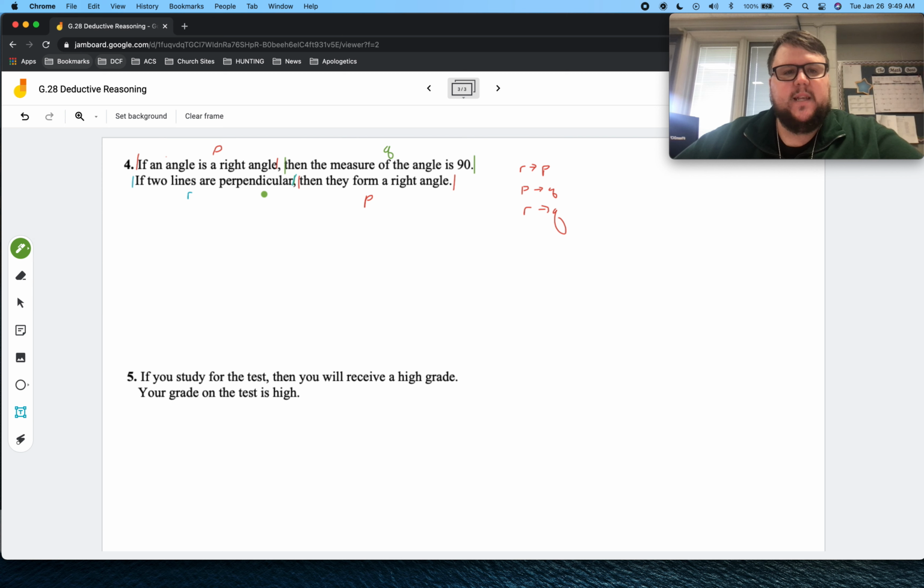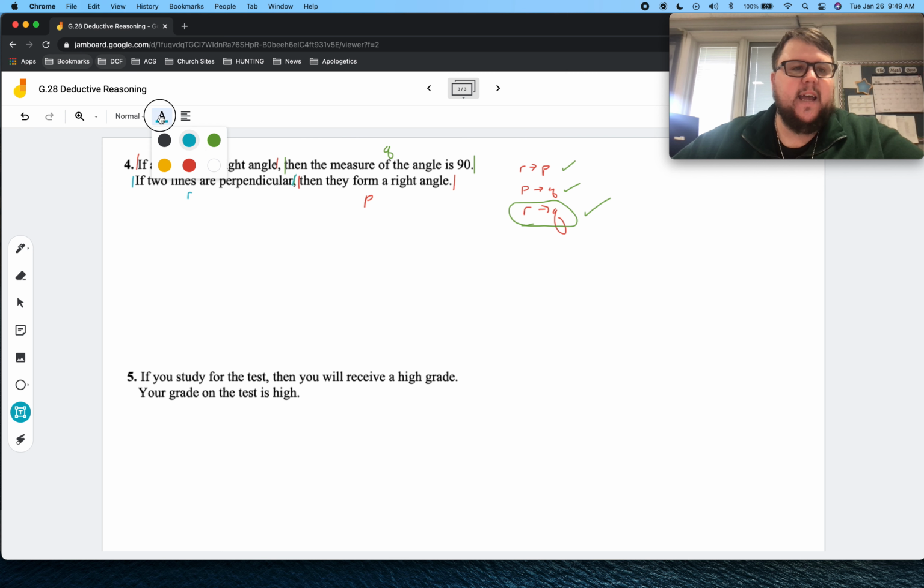If two lines are perpendicular, R implies P. If two lines are perpendicular, then they form a right angle. Well, we know that. That's the definition of perpendicular lines. They form 90-degree angles, right angles. So we know that is true. So R implies P is true. Now let's do P implies Q. If an angle is a right angle, then the measure of the angle is 90 degrees. Well, the definition of a right angle is that it equals 90 degrees. So we know P implies Q is true. So from that, we can say R implies Q is true. So we're going to go ahead and write that now.